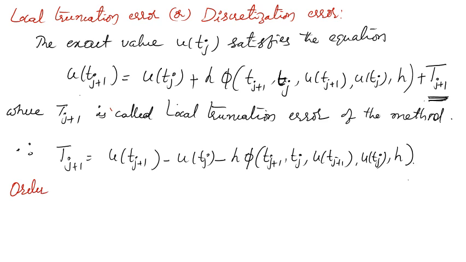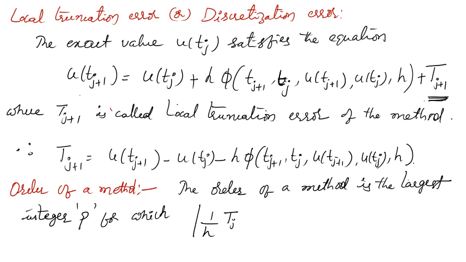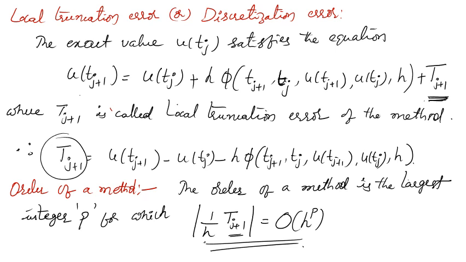Next one is the order of the method. This is an important definition. What is the order of a method? The order of a method is the largest integer p for which the modulus of 1 by h of the truncation error Tj+1 divided by h is equal to capital O of h power p. After getting this truncation error Tj+1, divide it by h, then you will get something like h cube or h power 4, then O of h power p, and this p is called the order of the method.